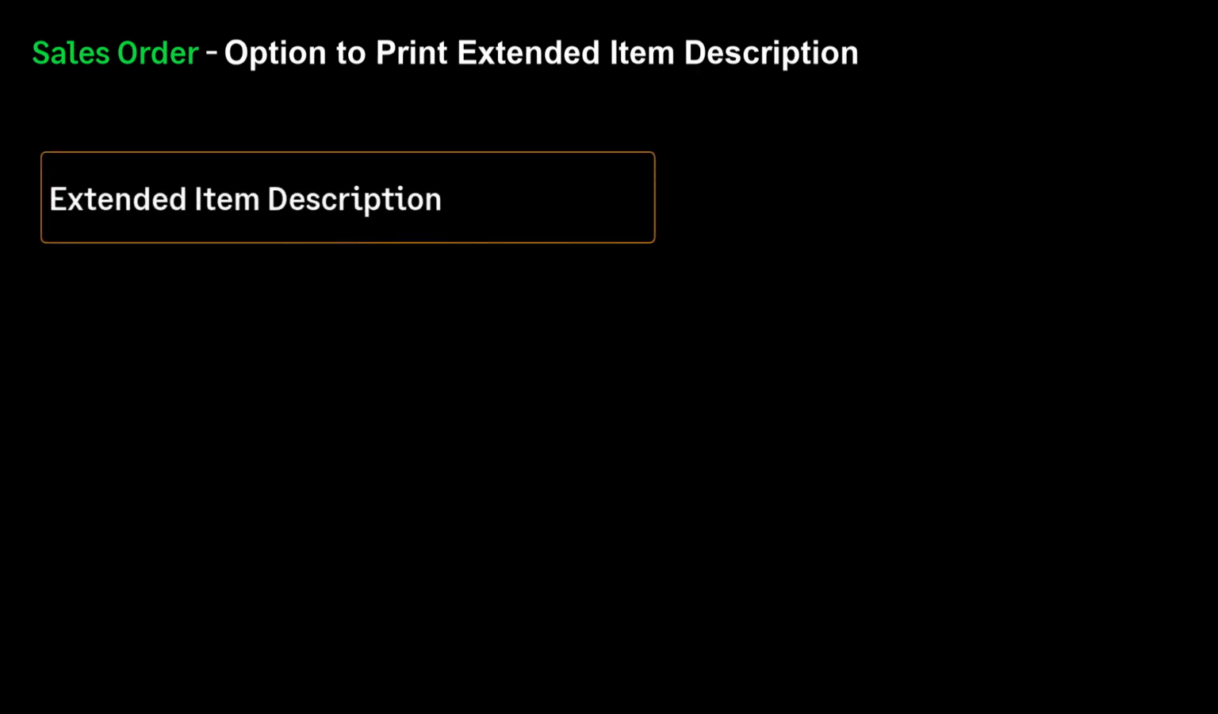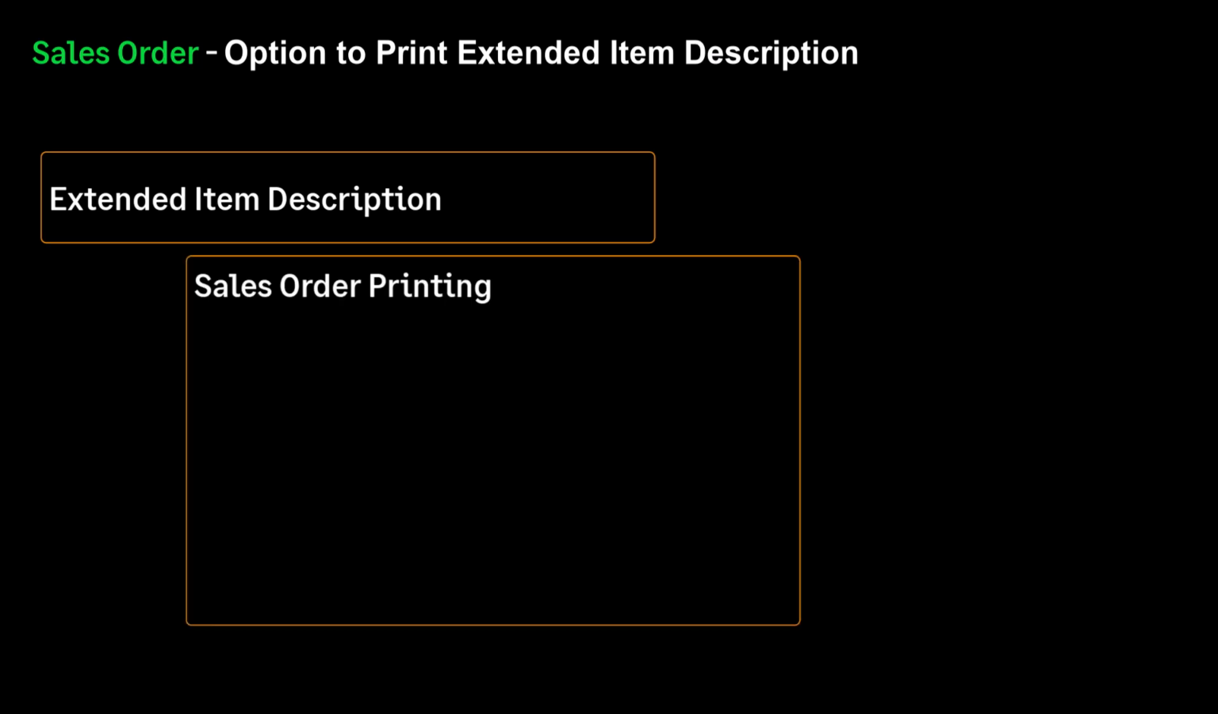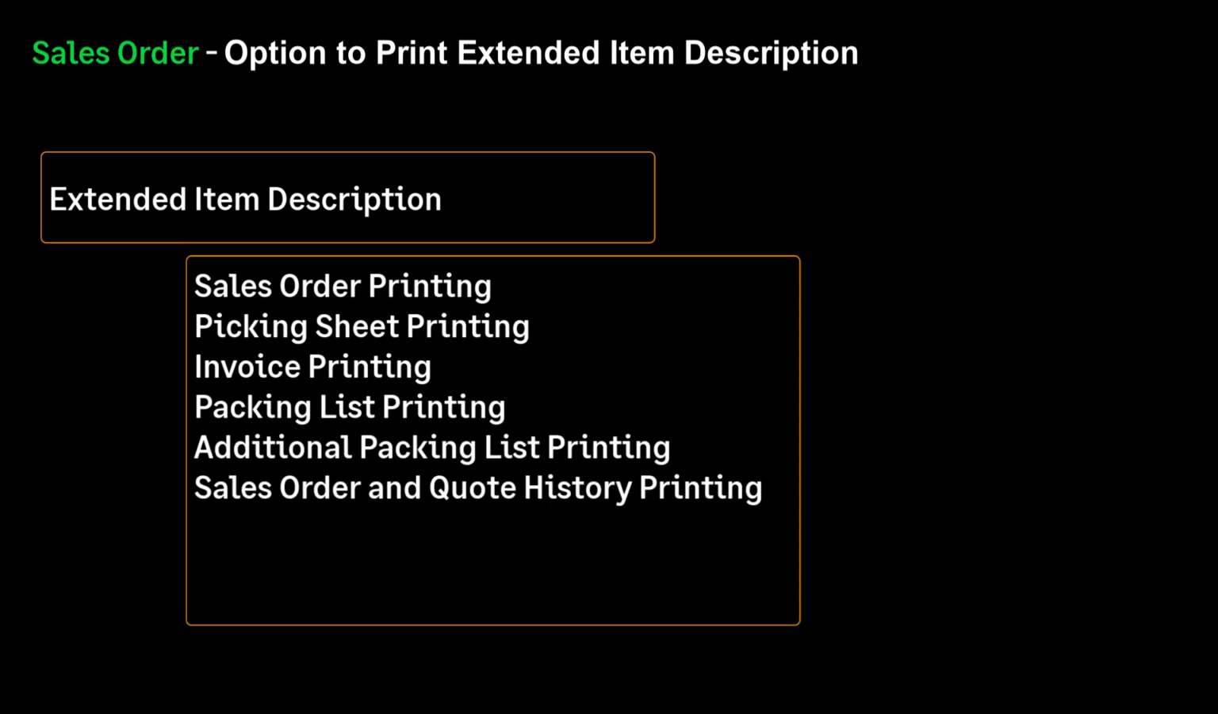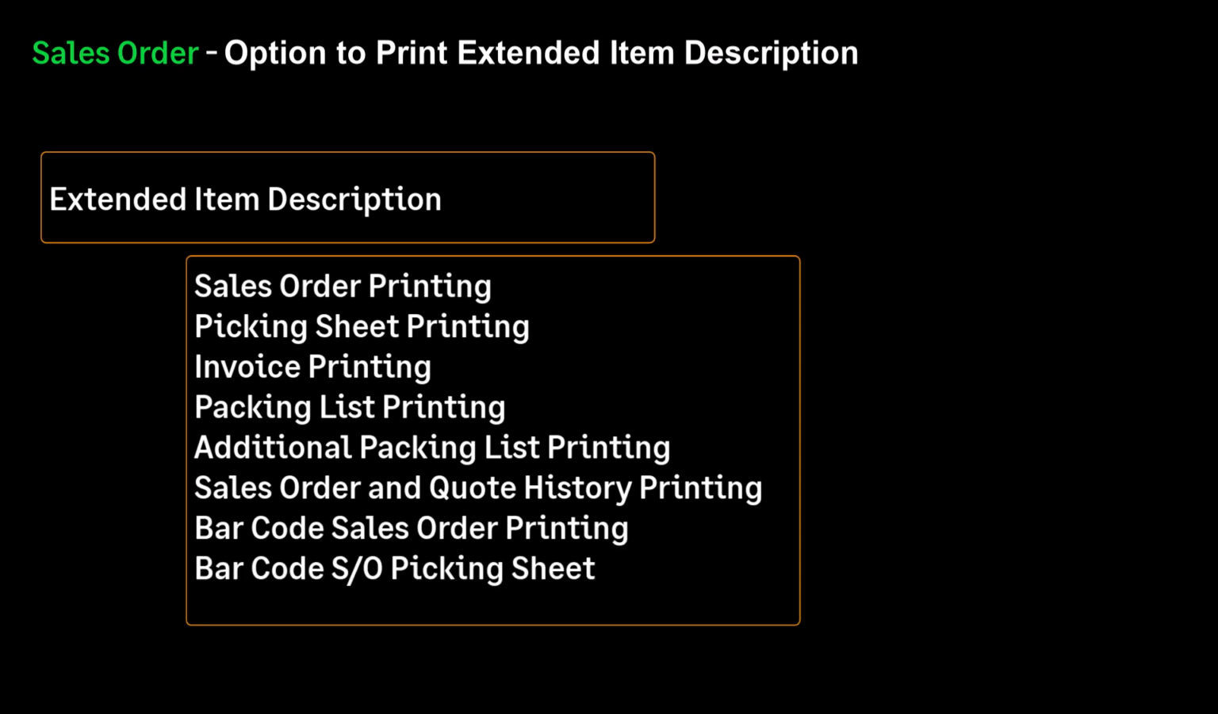You now have the option to print the extended item description for regular items, miscellaneous items, charges, and special items on the following sales order forms and their associated quick print tasks: Sales Order Printing, Picking Sheet Printing, Invoice Printing, Packing List Printing, Additional Packing List Printing, Sales Order and Quote History Printing, Barcode Sales Order Printing, Barcode Sales Order Picking Sheet.